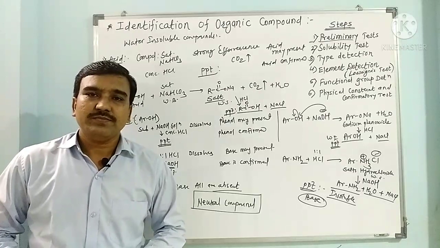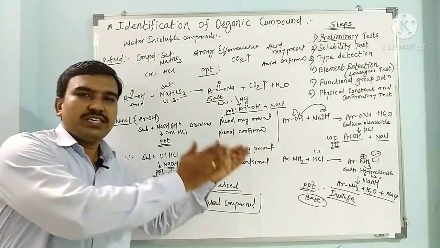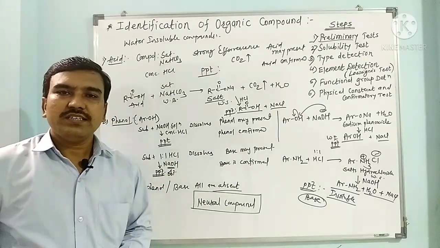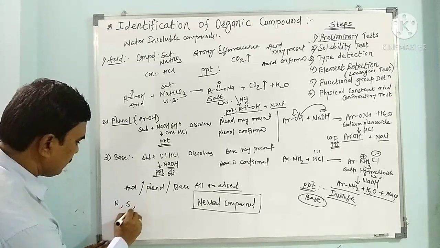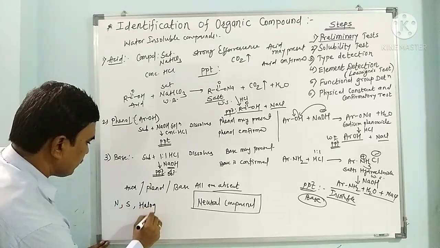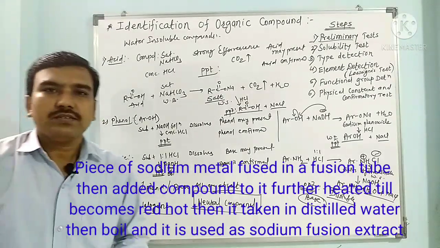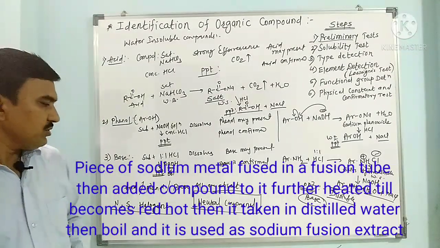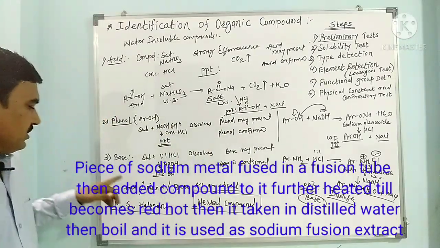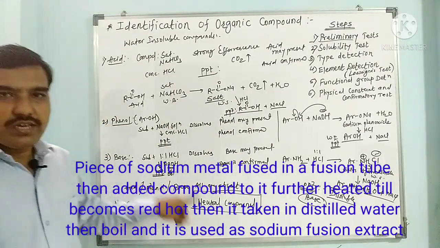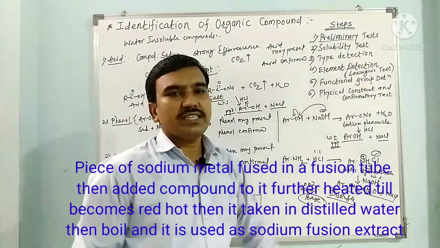In element detection, we have to detect the elements other than carbon, hydrogen and oxygen, whether the compound contains nitrogen, sulfur or halogens. These elements are present in organic compounds along with carbon, hydrogen and oxygen. We have to check whether it contains nitrogen, sulfur or halogens. For this we detect the elements using Lassaigne's test.